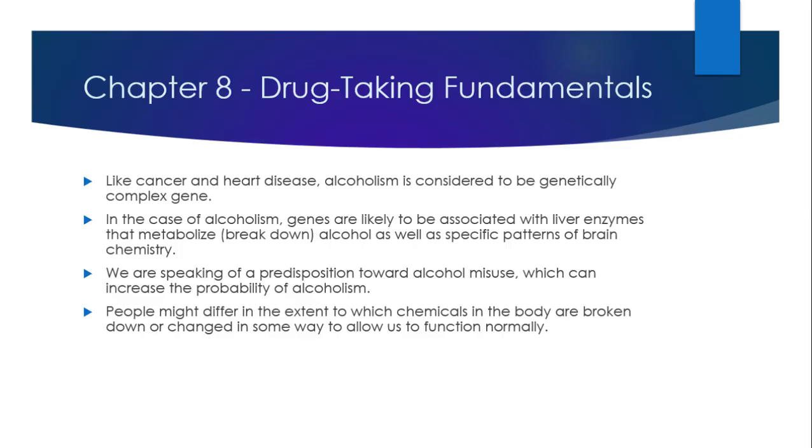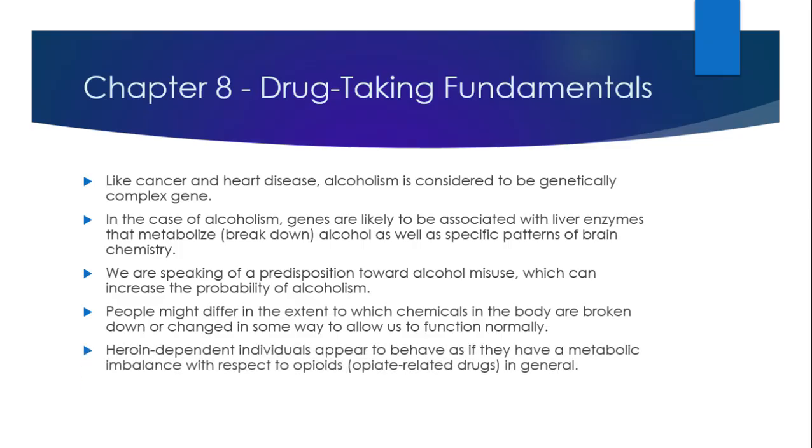People differ in the extent to which chemicals in the body are broken down or changed in some way to allow us to function normally. Heroin-dependent individuals appear to behave as if they have a metabolic imbalance with respect to opioids or opiate-related drugs in general. So here we're talking about why some individuals are more vulnerable to drugs than others: differences in body chemistry, metabolic imbalance. We're just talking about the balance of biochemicals in your body, and people are different on those from person to person.